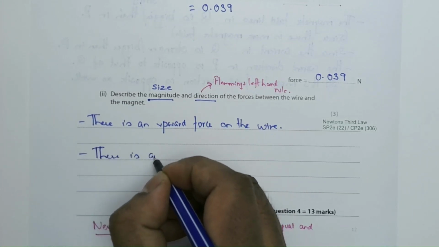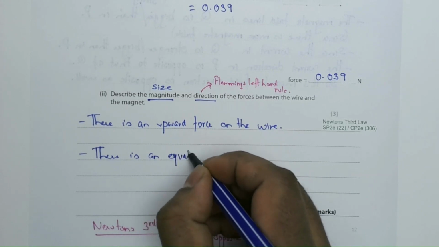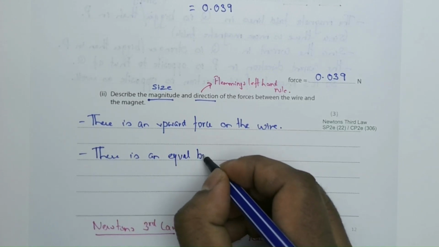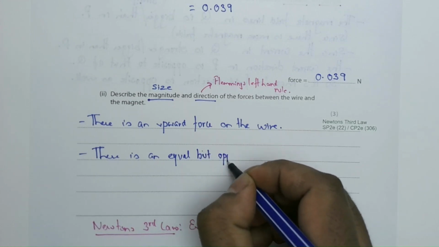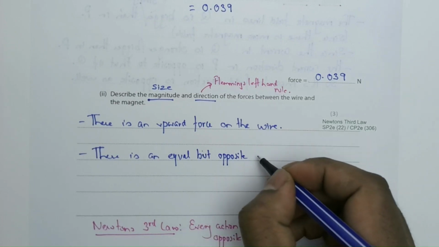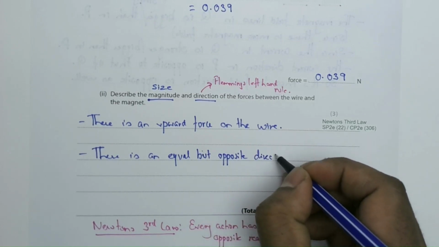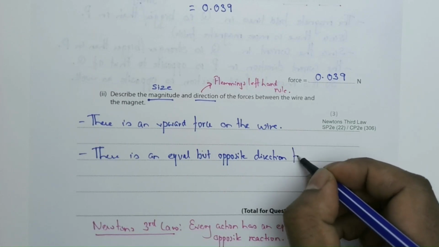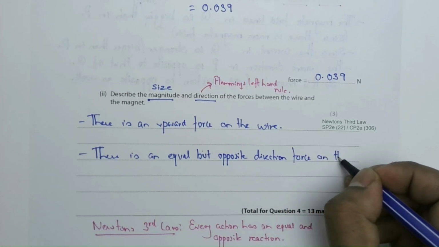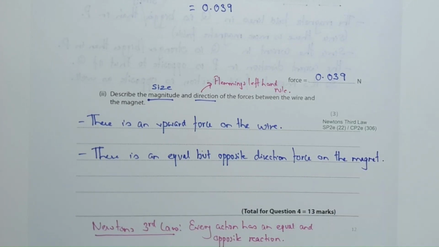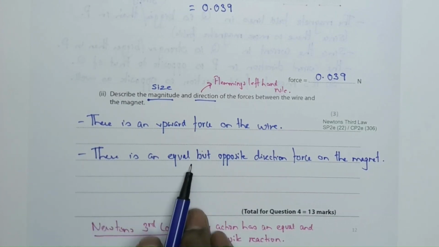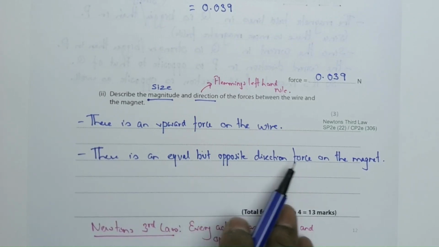There is an equal but opposite direction force on the magnet. I think this could have been worded better. But let's have a look at the marking scheme, right? The force is equal in size, but opposite in direction, force on the magnet.